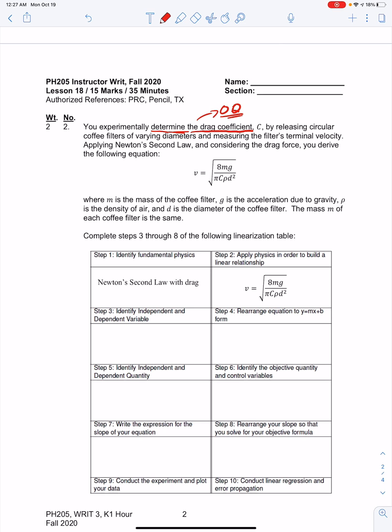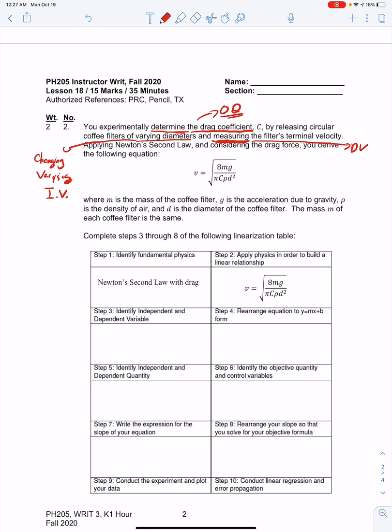By releasing circular coffee filters of varying diameters. Varying diameters. It's changing. Varying. That's going to be your independent variable. If it's changing or varying, it's going to be your independent variable, because if you change those things, that's going to affect your dependent variable, and your dependent variable is the thing that you're measuring. So you're measuring the filter's terminal velocity. So that is going to be your dependent variable.